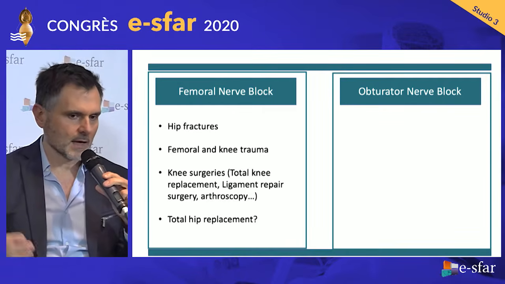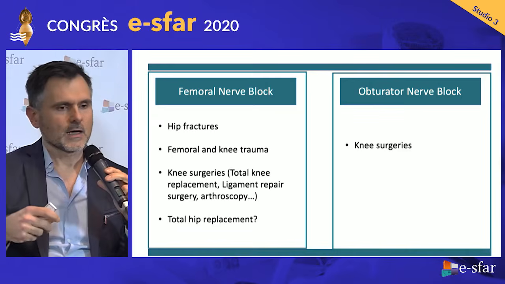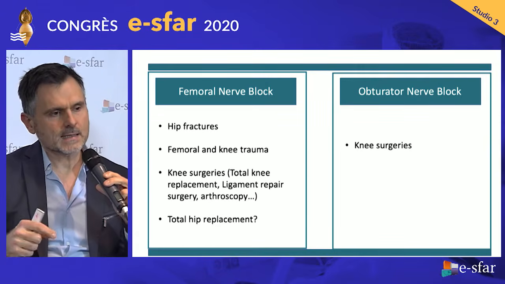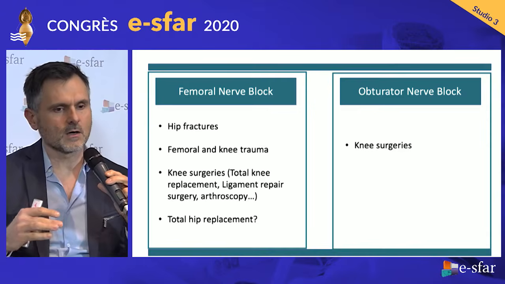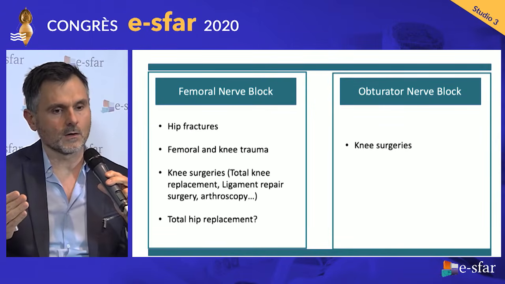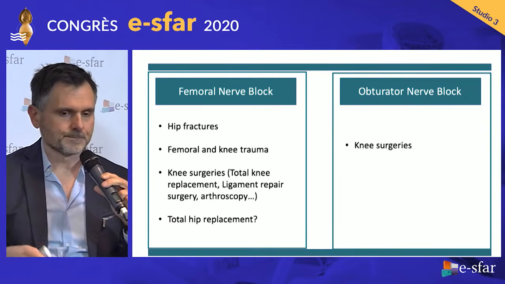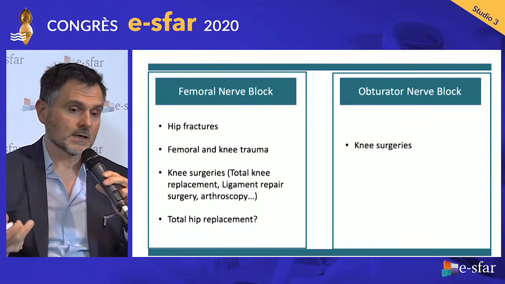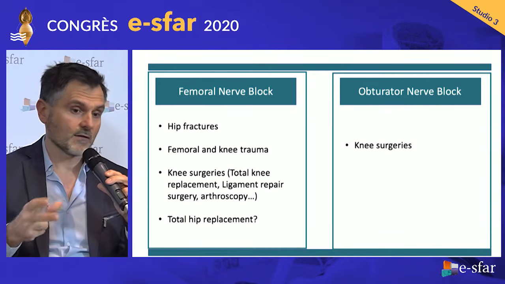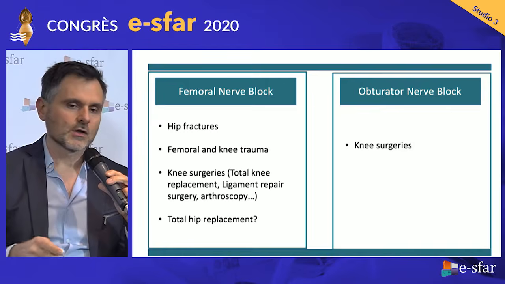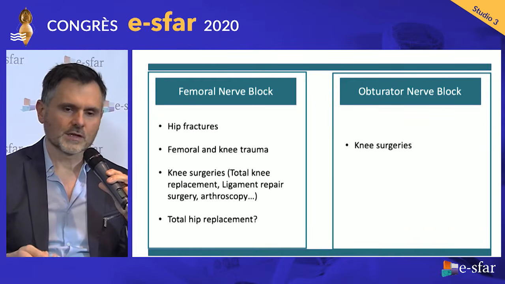for total hip replacement. The obturator nerve is less used, but in addition to femoral nerve block, it enhances the analgesia level for knee and hip surgery. So it is logical when we focus on its innervation area. So it's a good analgesia technique added to femoral nerve block for knee surgery.